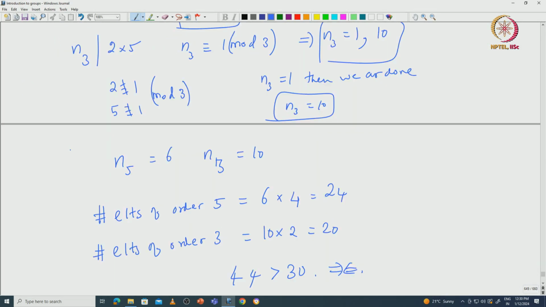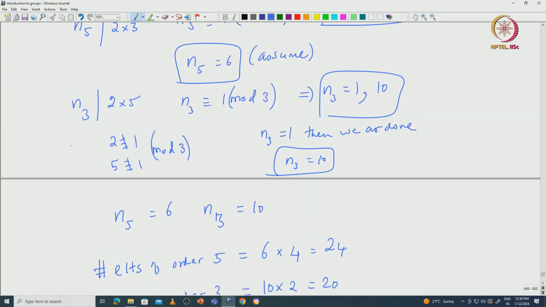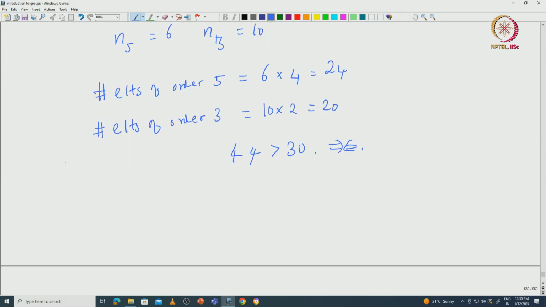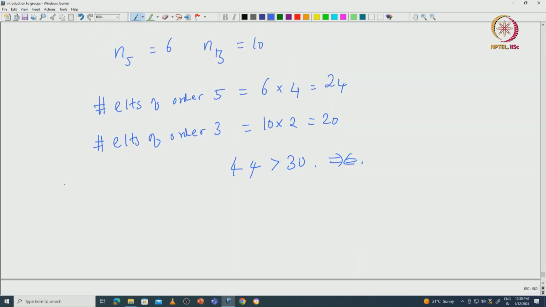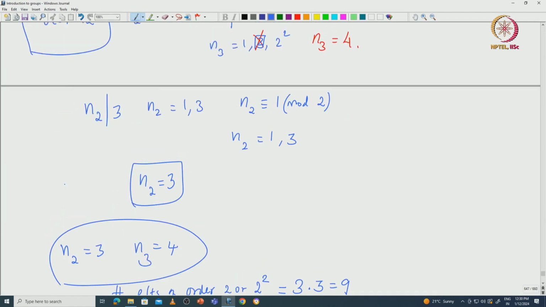So this counting says that one of n5 or n3 is 1. There is no other option. That means one of them must be a normal subgroup. A similar analysis can be done for all other possible orders which are strictly less than 60. We have already seen that A5, which has order 60, is a simple group, and one can prove that it is actually the smallest simple group, okay, but this is the analysis that we are doing.